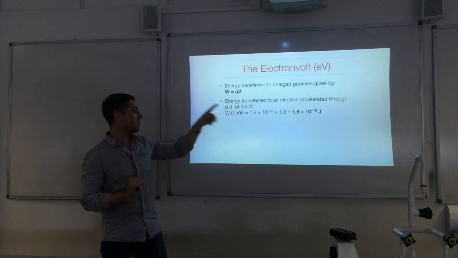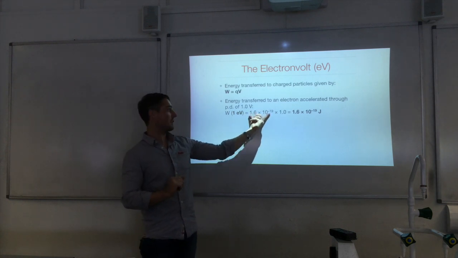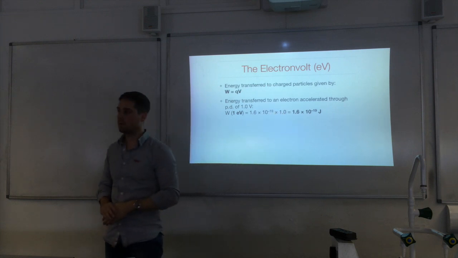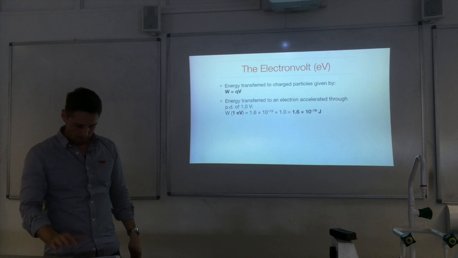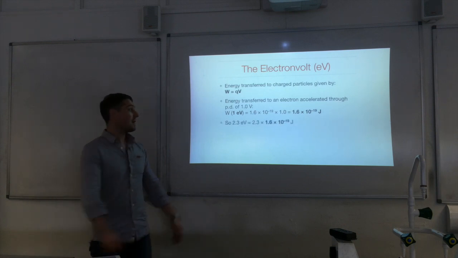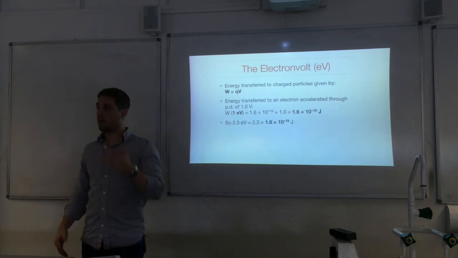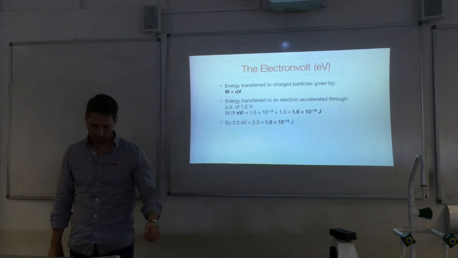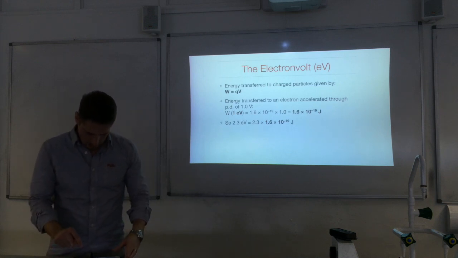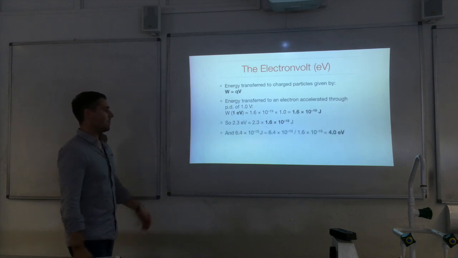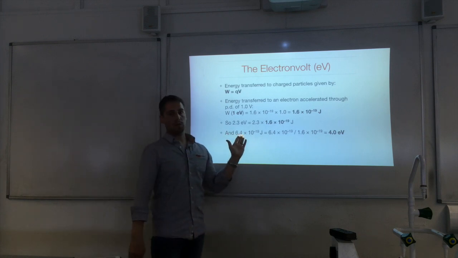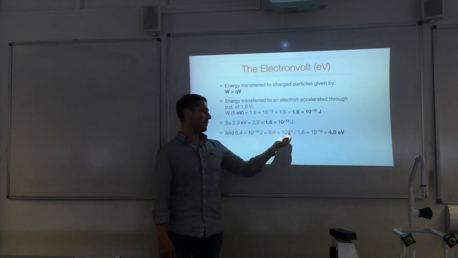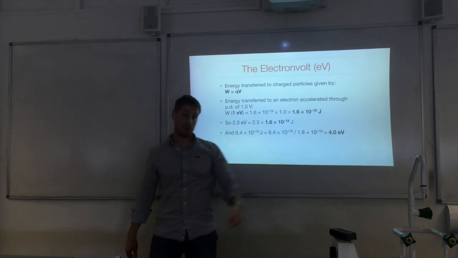So 1 electron volt will be equal to the charge, 1.6 times 10 to the minus 19, times 1. That's nice, 1.6 times 10 to the minus 19 joules. So 1 electron volt is 1.6 times 10 to the minus 19 joules. That means that if I wanted to convert 2.3 electron volts into joules, I just multiply by 1.6 times 10 to the minus 19. That will give me it in joules. And if I want to convert 6.4 times 10 to the minus 19 joules into electron volts, then I just need to divide that 6.4 times 10 to the minus 19 by 1.6 times 10 to the minus 19.